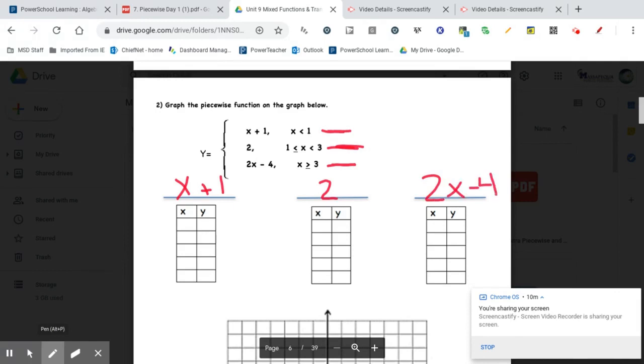So go ahead and try it. You might get a little bit confused, but that's okay. You're going to pause the video now, and then I will put up the key.